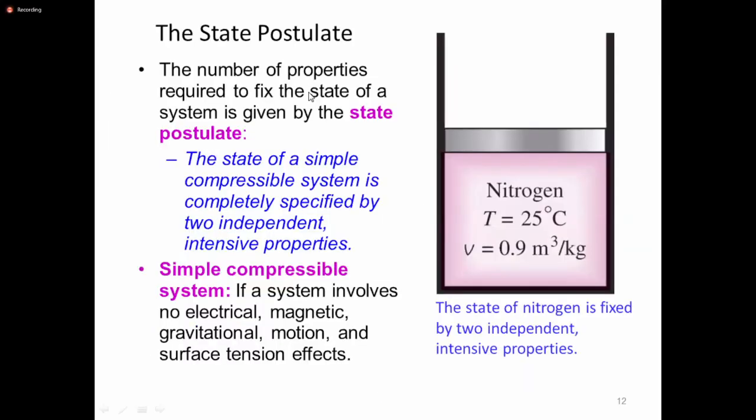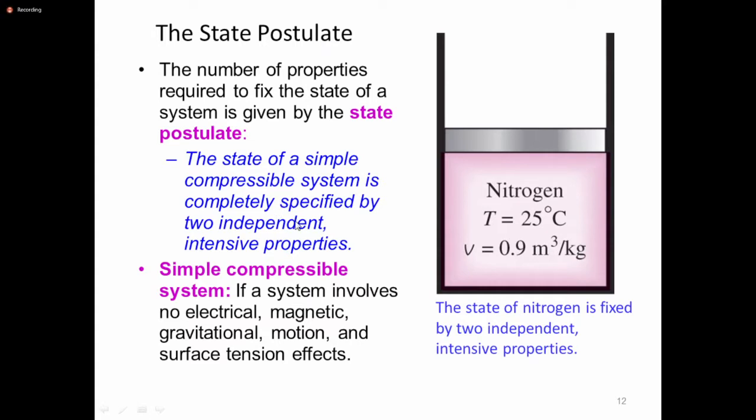Then, the state postulate. What is the state postulate? The number of properties required to fix the state of a system is generally called the state postulate. The state of a simple compressible system is completely specified by two independent intensive properties. So the state of nitrogen is fixed by two independent intensive properties, that is, temperature and specific volume. So any two independent properties are required in order to define that particular state, and that is called the state postulate.